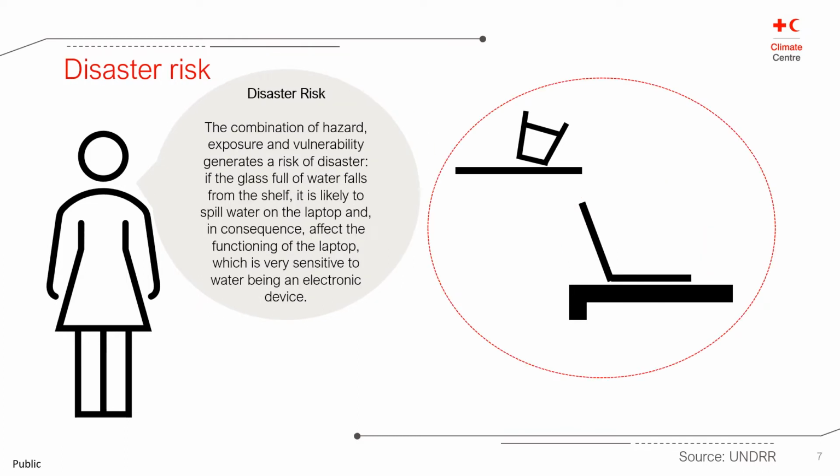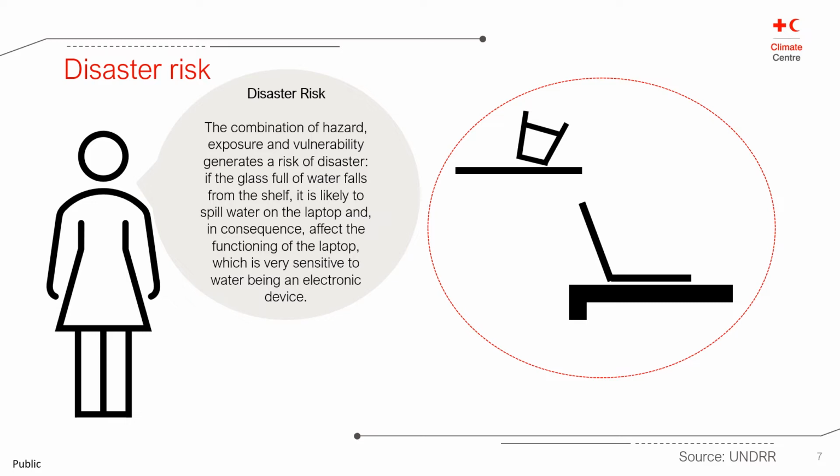Now, what is disaster risk? It is basically that combination of hazard, exposure, and vulnerability. On some occasions, we can use coping capacities in the equation, but for this example, we're going to use only hazard, exposure, and vulnerability. These three elements combined is what generates a risk of disaster.